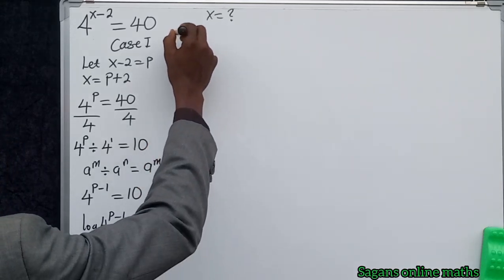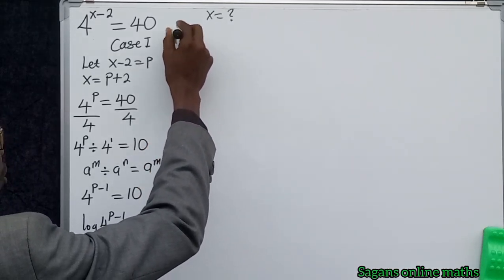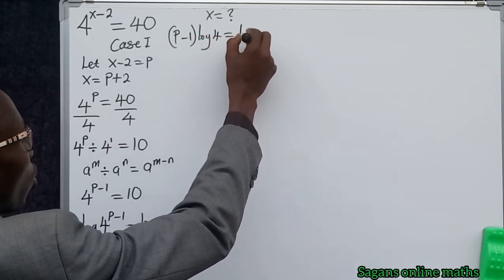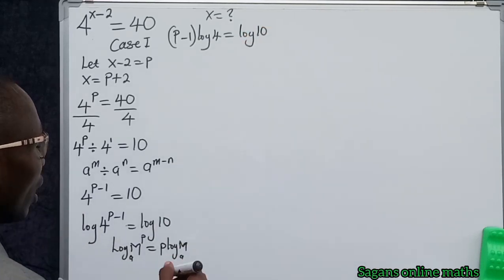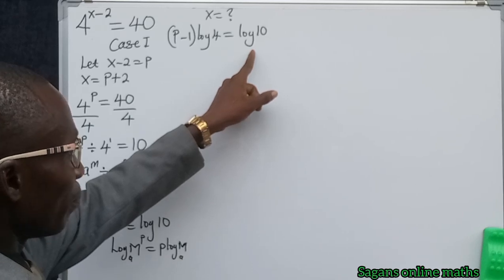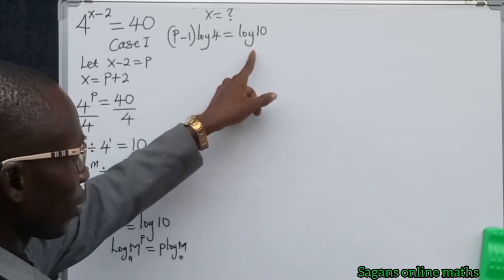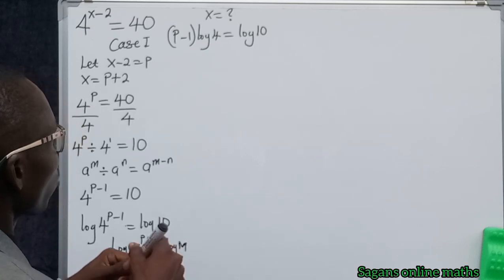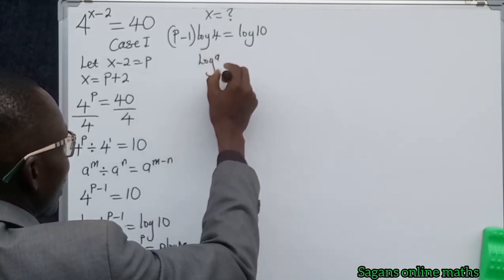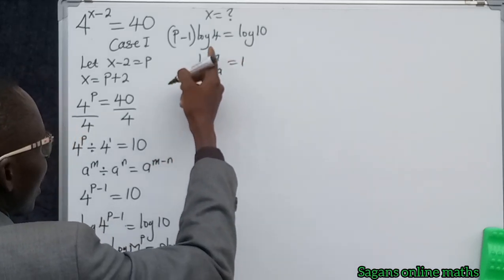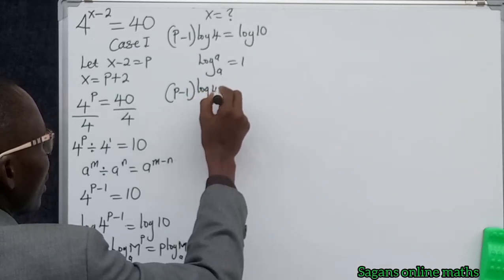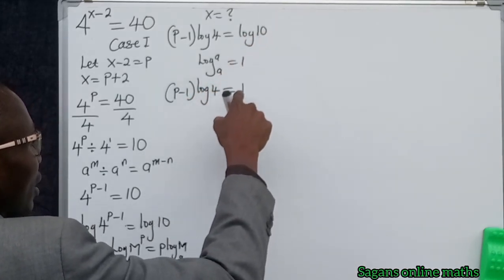So this now becomes P minus 1 multiplied by log 4 is equal to log 10. Now at this point, remember that this logarithm is in base 10, because any logarithm without a specific base is always in base 10. So remember, one of the properties of logarithms is that log a base a is equal to 1. So this now becomes P minus 1 multiplied by log 4 is equal to 1, because log 10 base 10 is 1.